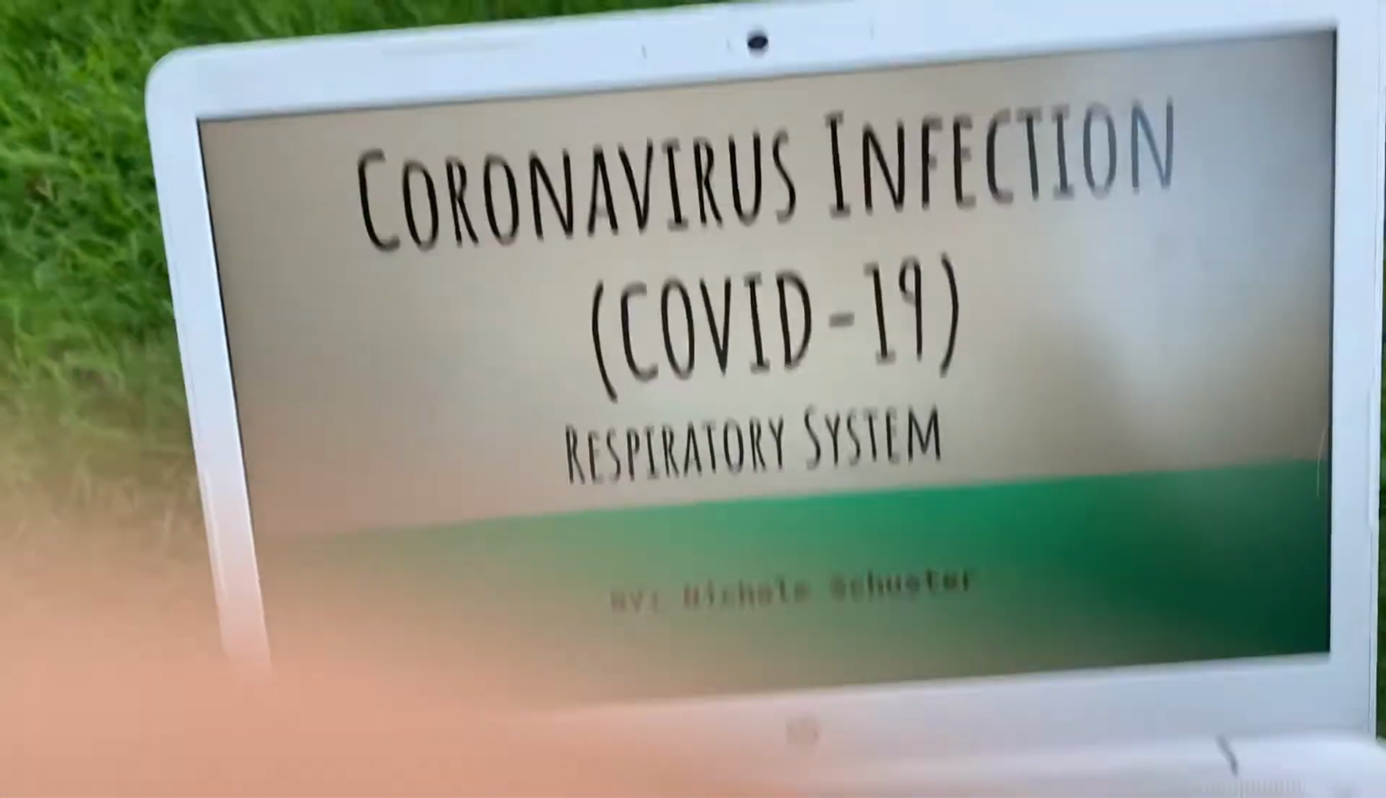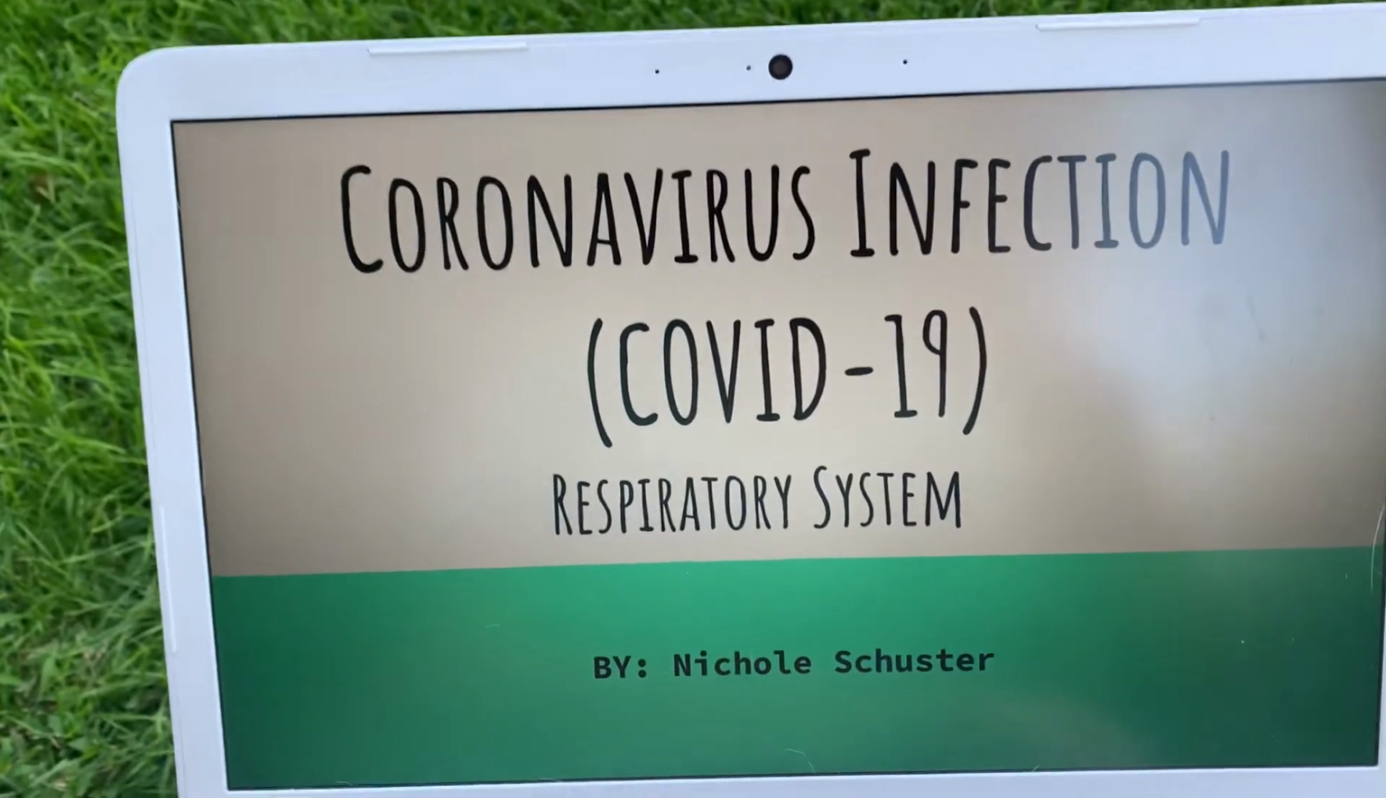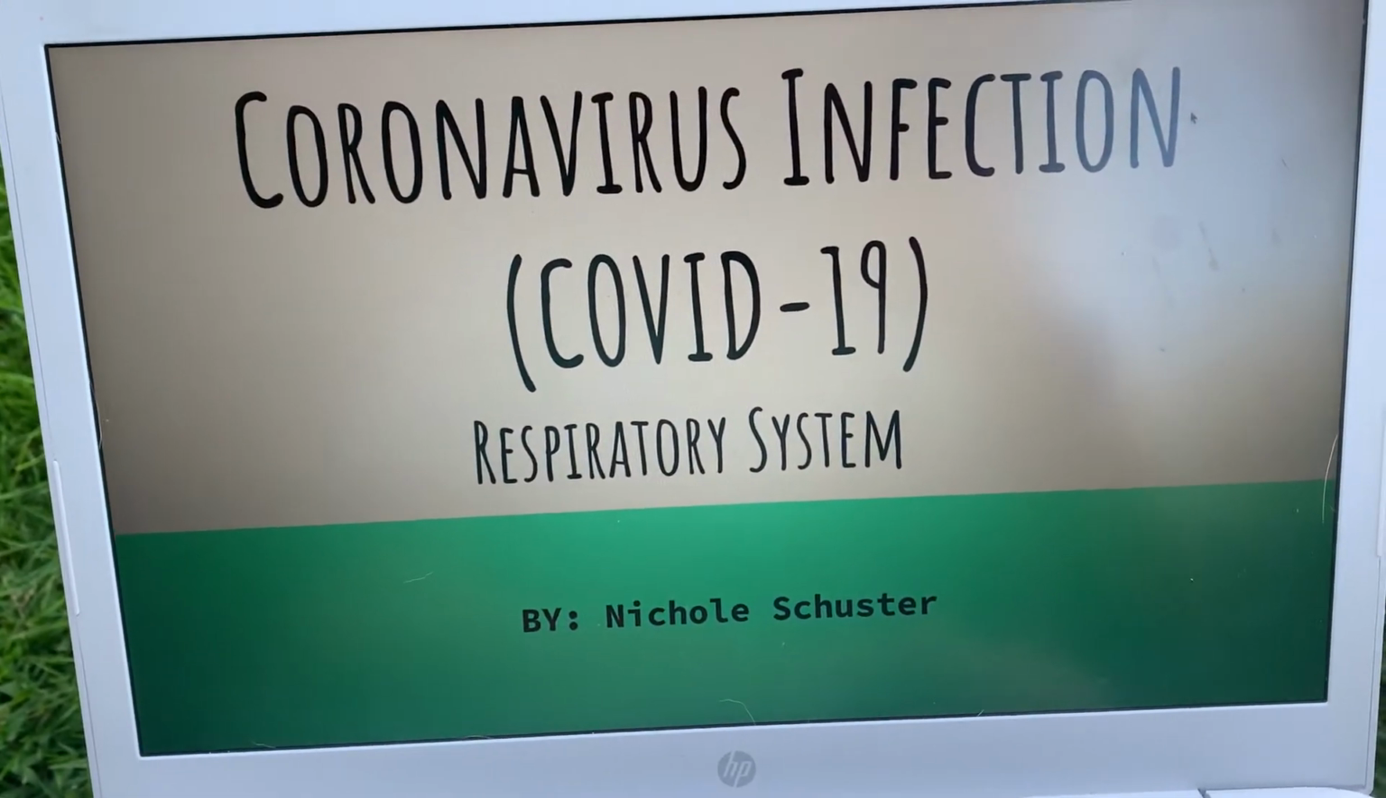So I'm going to go ahead and turn my camera around so that you guys can see the slideshow that I created. And here we go. Okay, so coronavirus infection, also known as COVID-19.